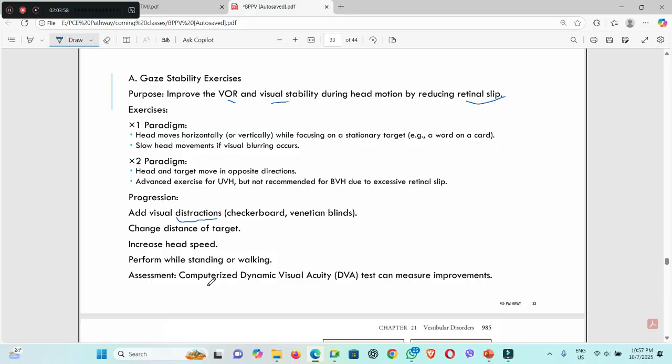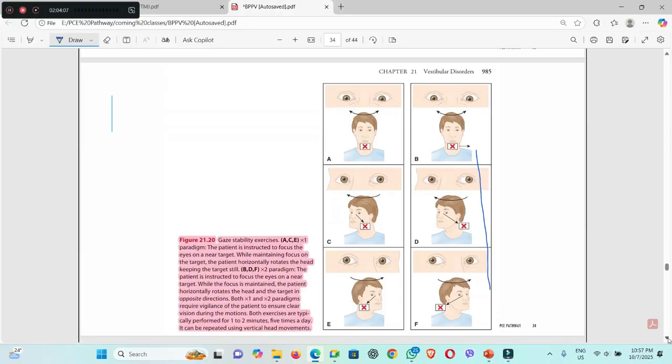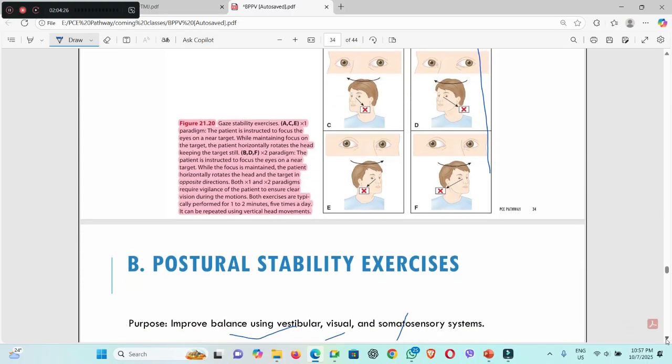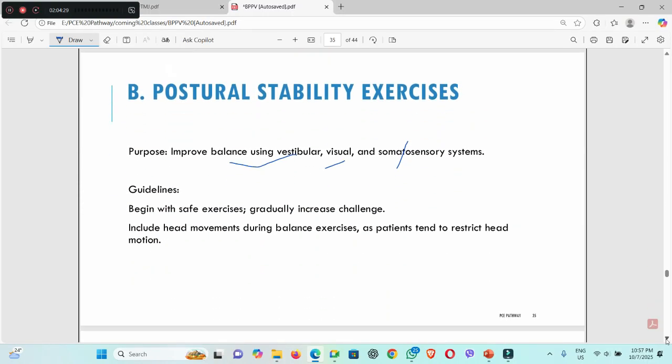So assessment is by computerized DVA, dynamic visual acuity. So this can test improvements. Just read it. It is easy, right? In these three, we're keeping the target still. The target is not moving, only the head is moving, and after that, not only the head but also the target is moving in the opposite direction.